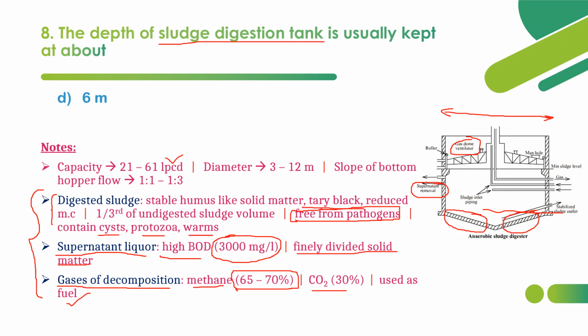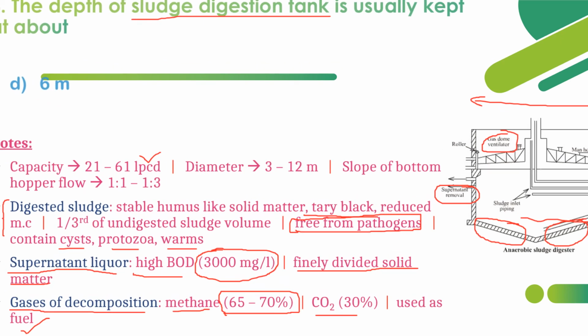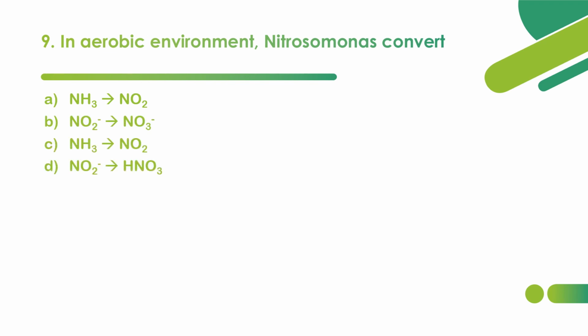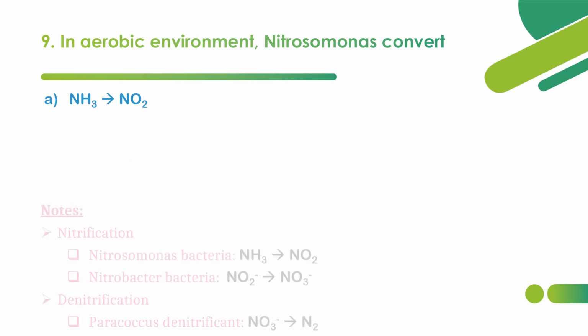Now let's move on to the ninth question. In an aerobic environment, Nitrosomonas convert ammonia to nitrogen dioxide, NO2 to NO3 minus, NH3 to NO2, and option D, NO2 to HNO3. So what is the correct option that Nitrosomonas convert? Option A is correct, ammonia to NO2.